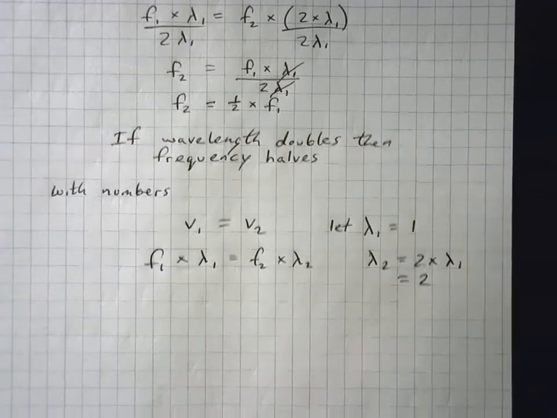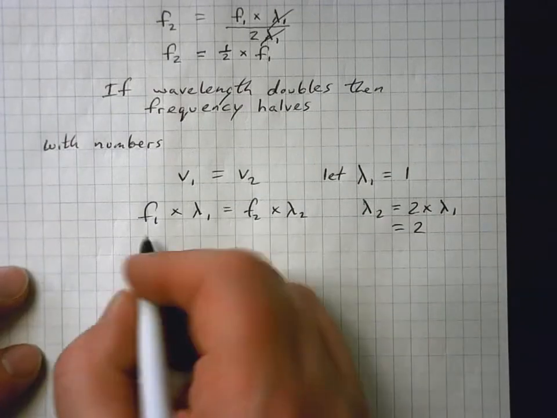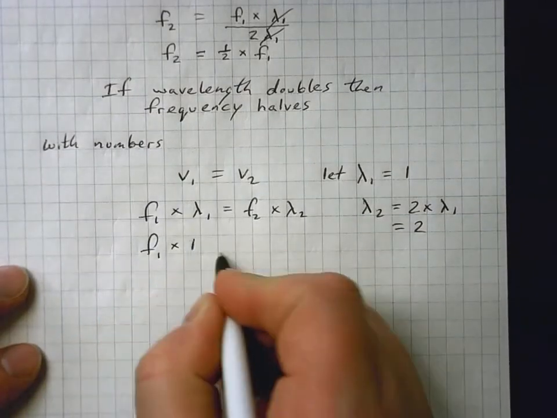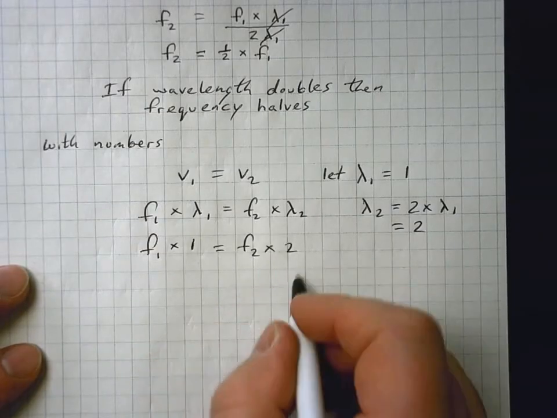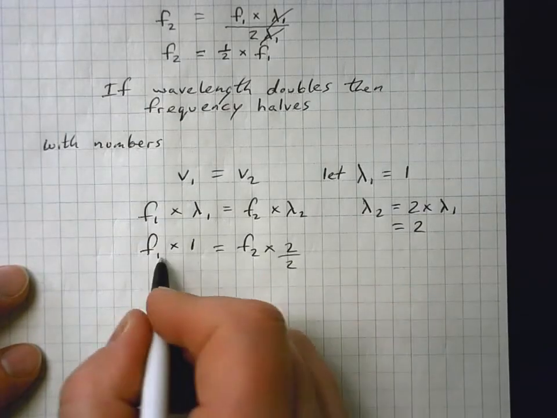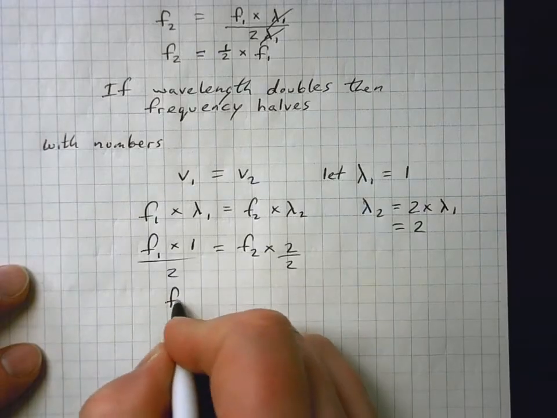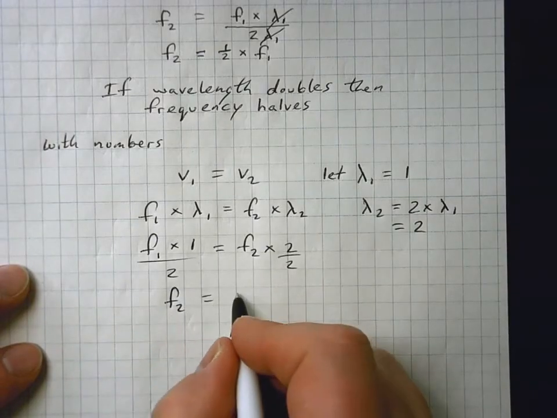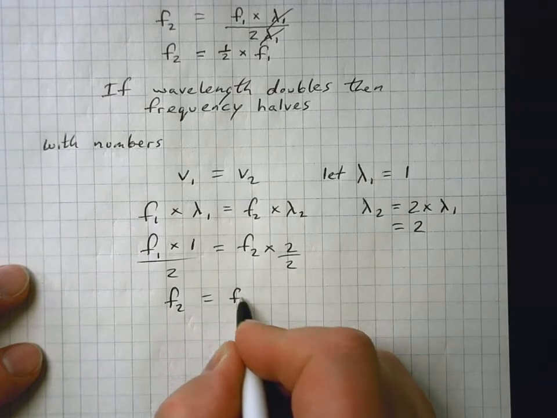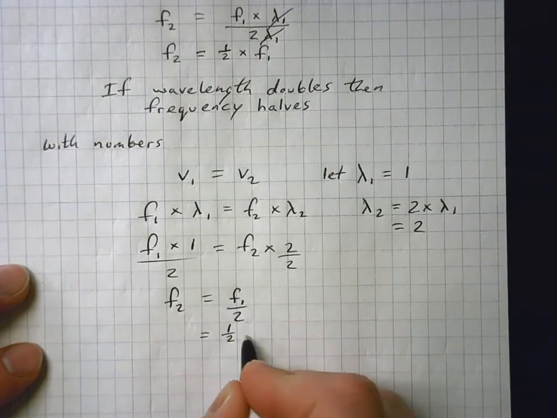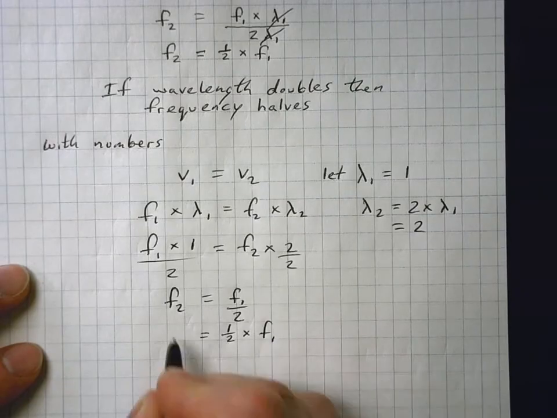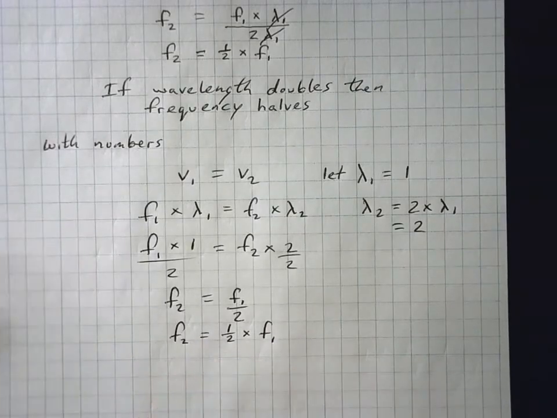So we'll make the substitution into the equation for both of the numbers. So we have F1 times 1, and then we have F2 times 2, and we can easily see that we divide both sides by 2, and that'll isolate F2 as F1 divided by 2, or as a multiplier 1/2 times F1. Okay? Great stuff.